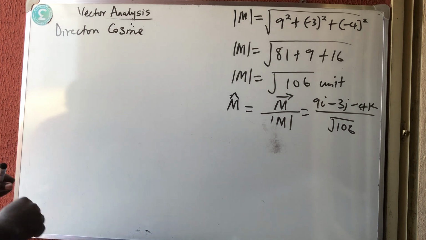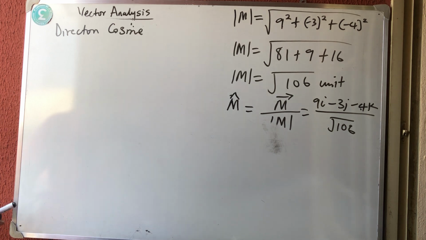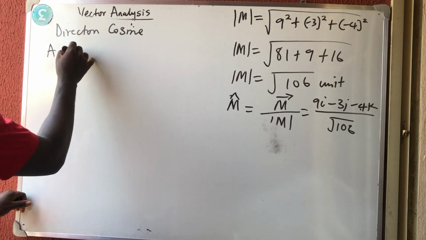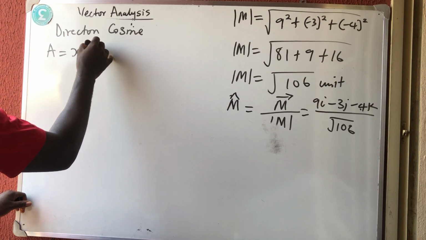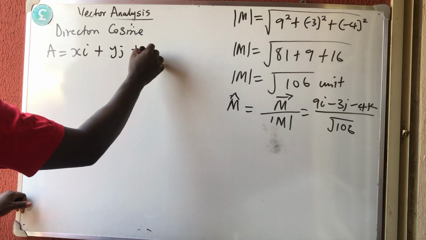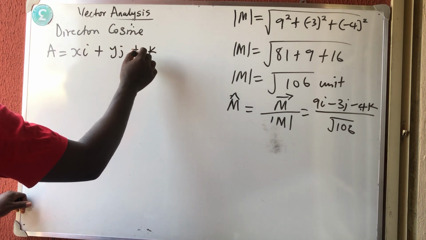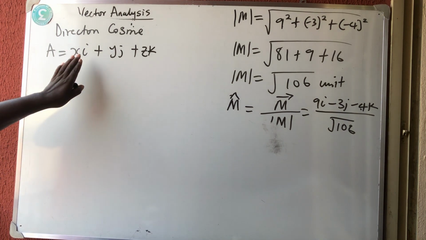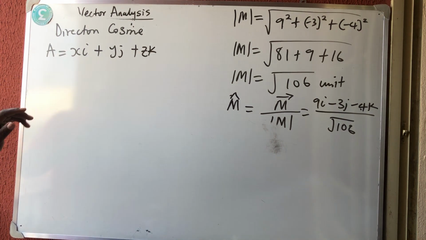Direction cosine of a vector. Okay. Now, the direction cosine of a vector is simply, if I have a vector A which is equal to xi plus yj plus zk, the direction cosine is always on each particular component.